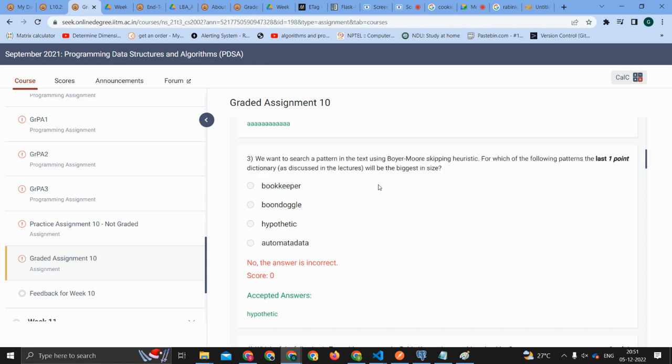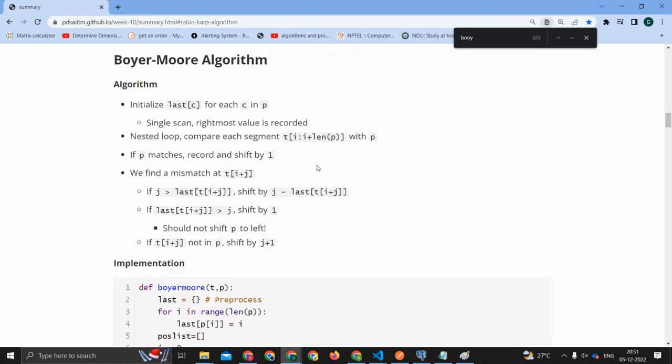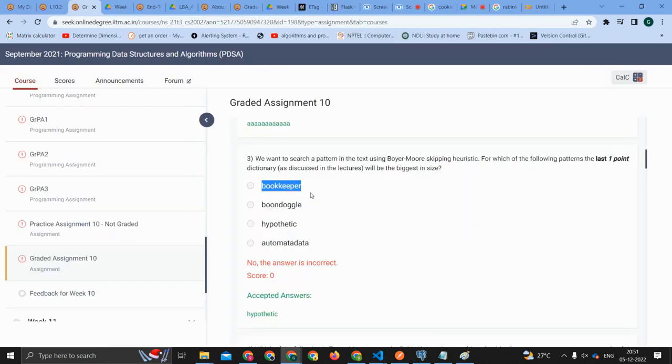Okay, let's understand this. Wait, I'll show this. I think I can answer this. I think this is hypothetical. No letter is repeating. Yeah, I also got that. No letter is repeating in the pattern.